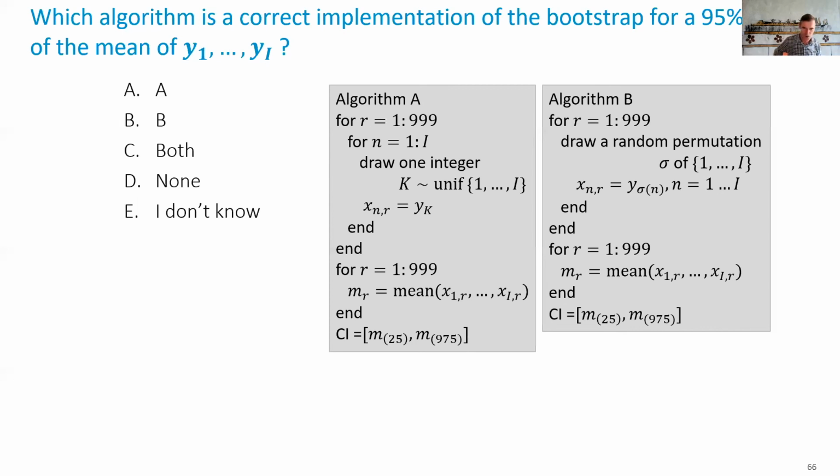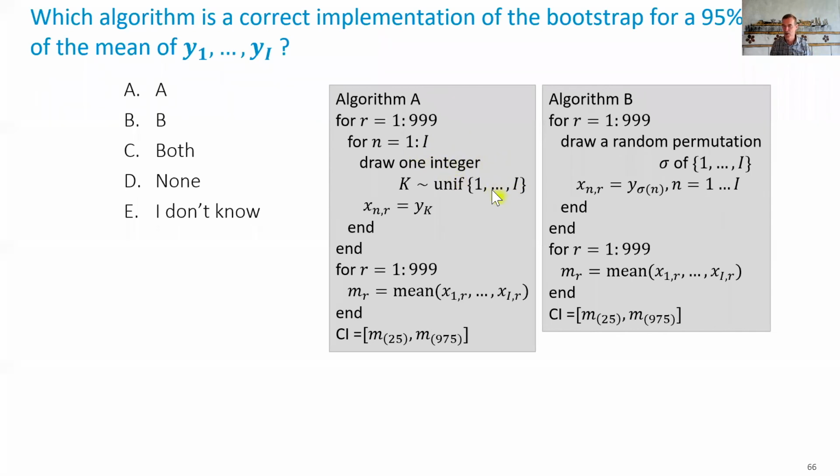I close the poll in a few seconds. And the majority says A, which is the correct answer. In fact, A is doing exactly that. So we draw one integer uniformly between 1 and i. This uniform also, of course, means to be taken with the constraint that it is an integer.